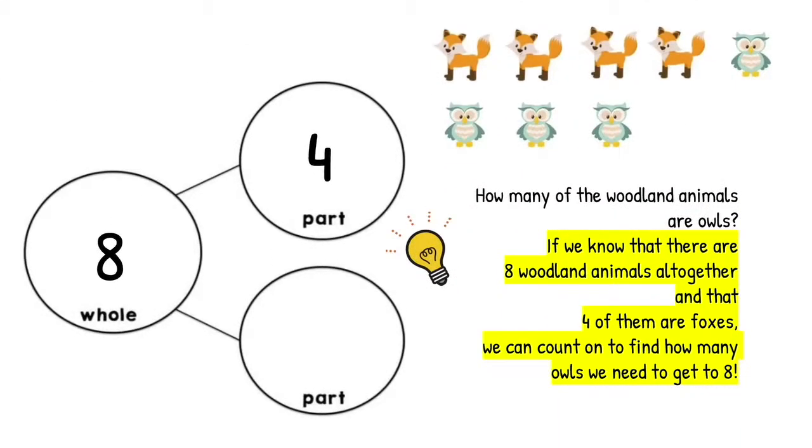There are 4 animals that are a fox. Okay, how many of the woodland animals are owls? Ooh, I see that light bulb symbol. So here's an opportunity for us to hit our goal. Okay, if we know that there are 8 woodland animals altogether, and we also know that 4 of them are foxes, we can count on or count up to find how many owls we need to make 8.